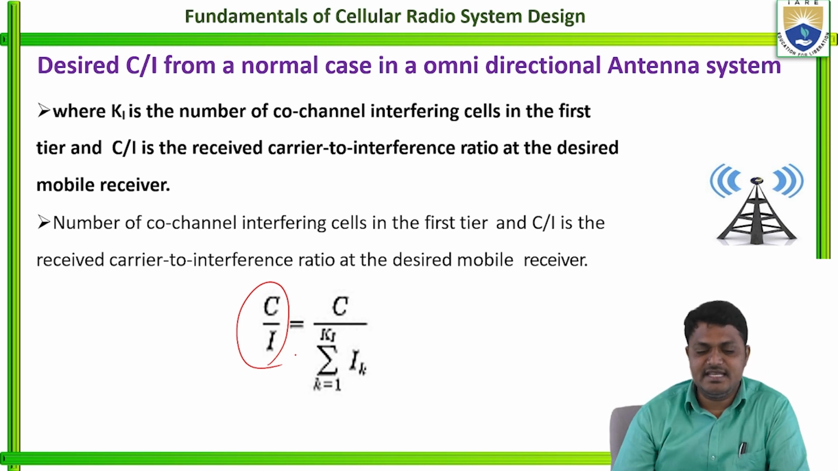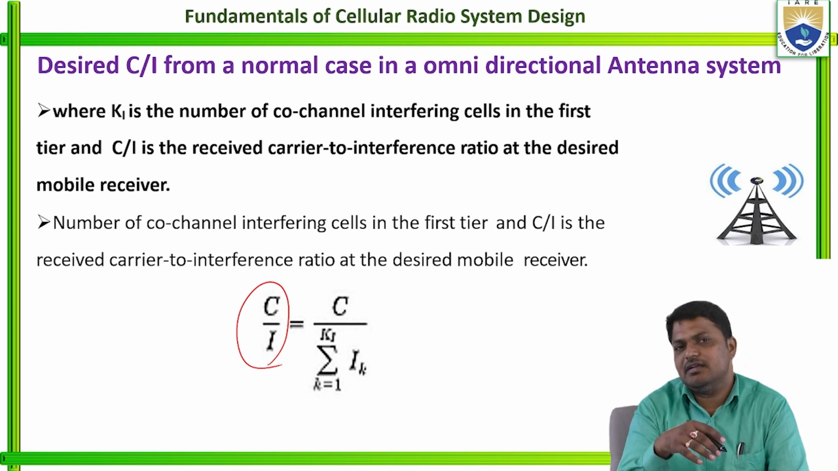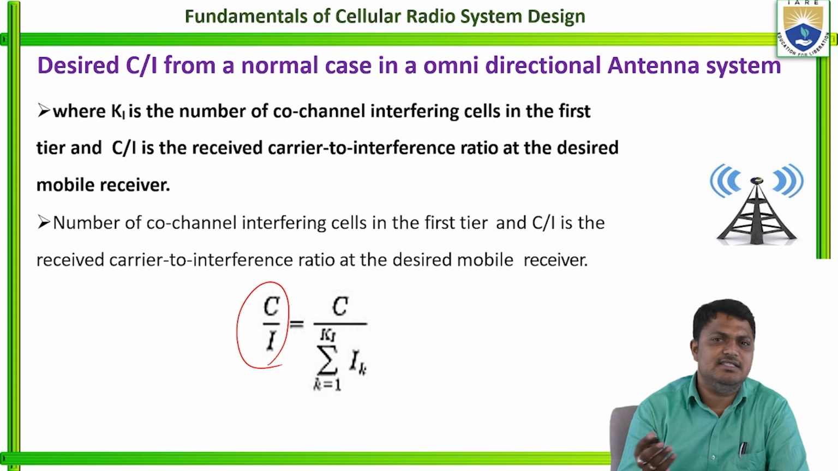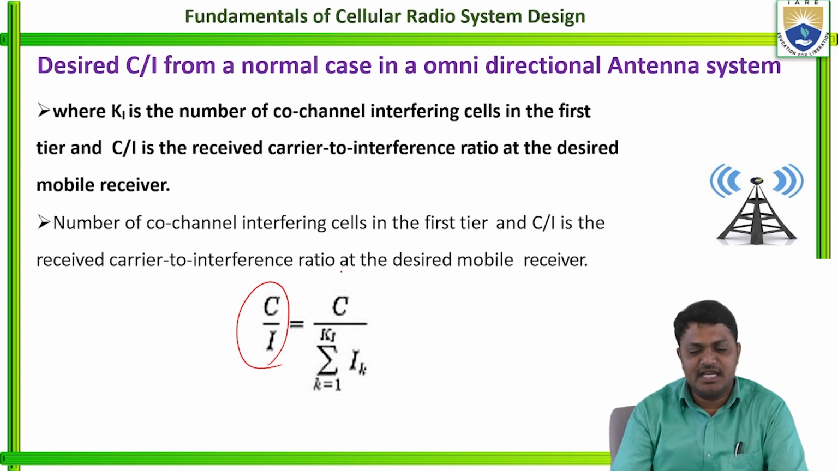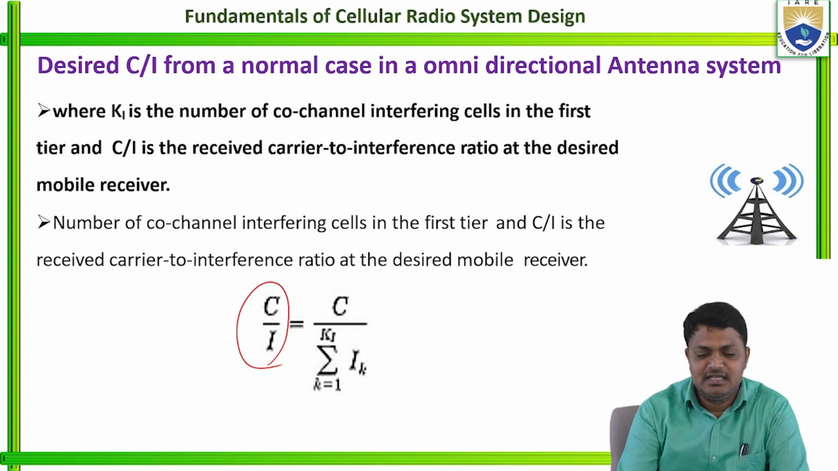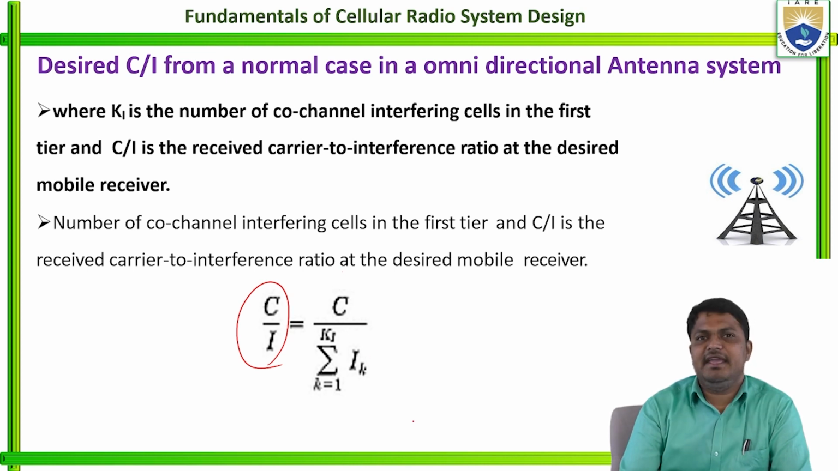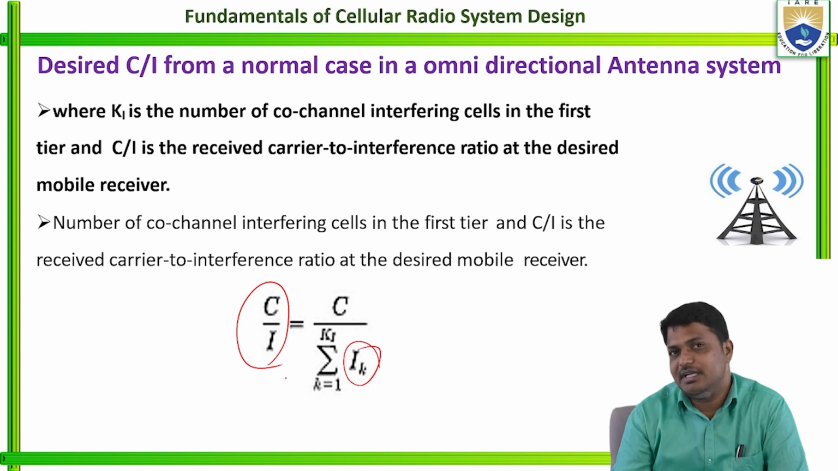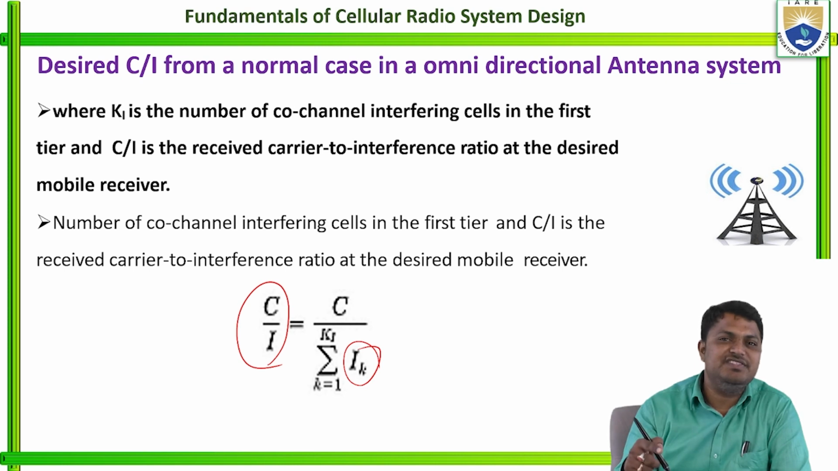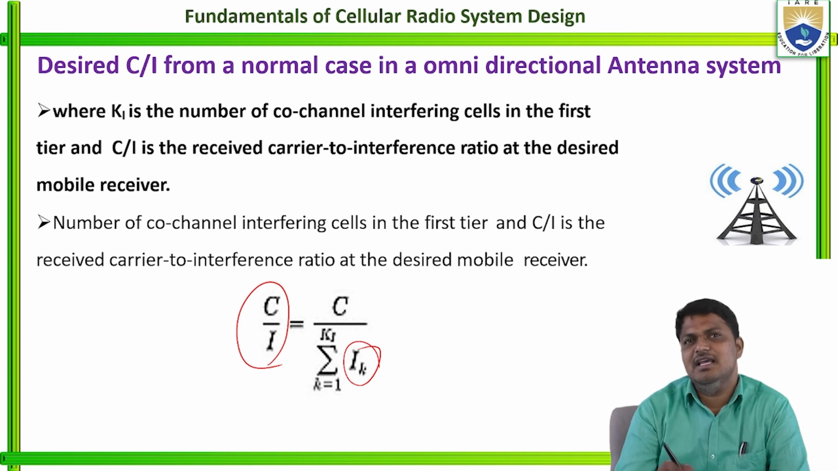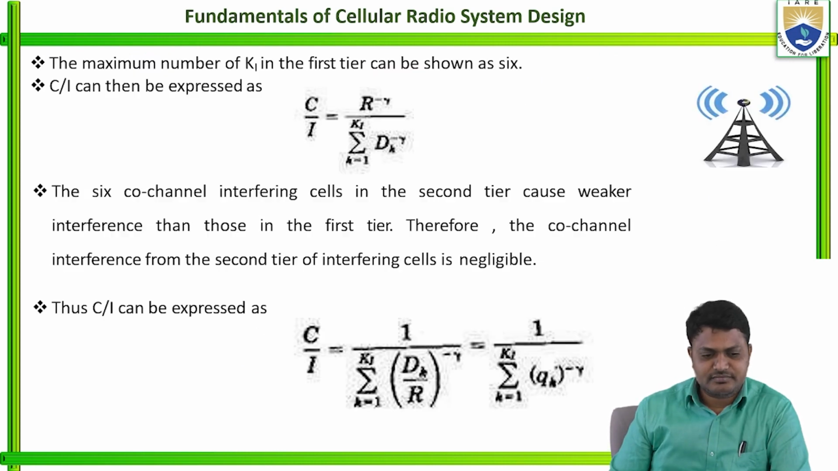We calculated C by I in the form of the factors, that is distance and radius of the cell. But here, with the number of co-channel interference cells, C by I is given as C by the sum over k equal to 1 to Ki of Ik. Ik is nothing but interference. The K is the group of channels in a cluster, and I is the interference between those channels.